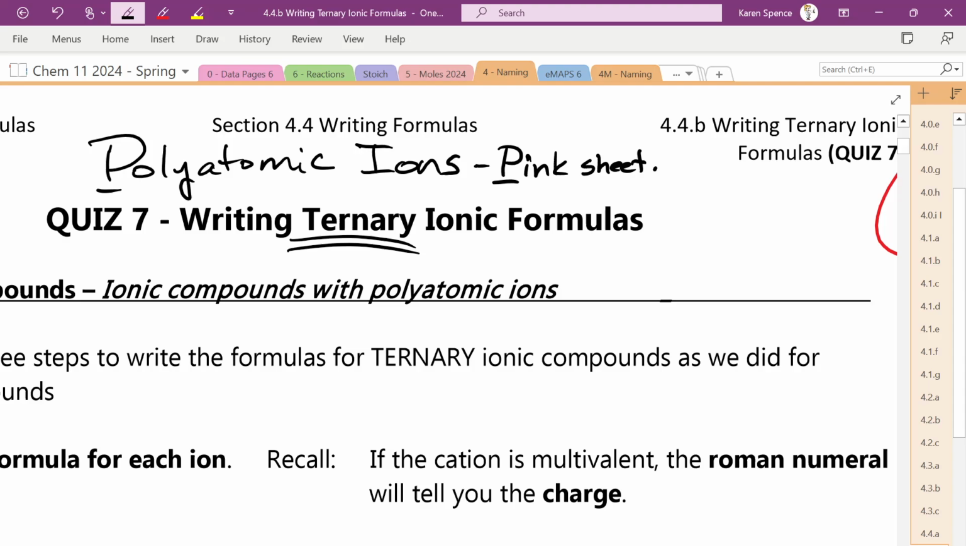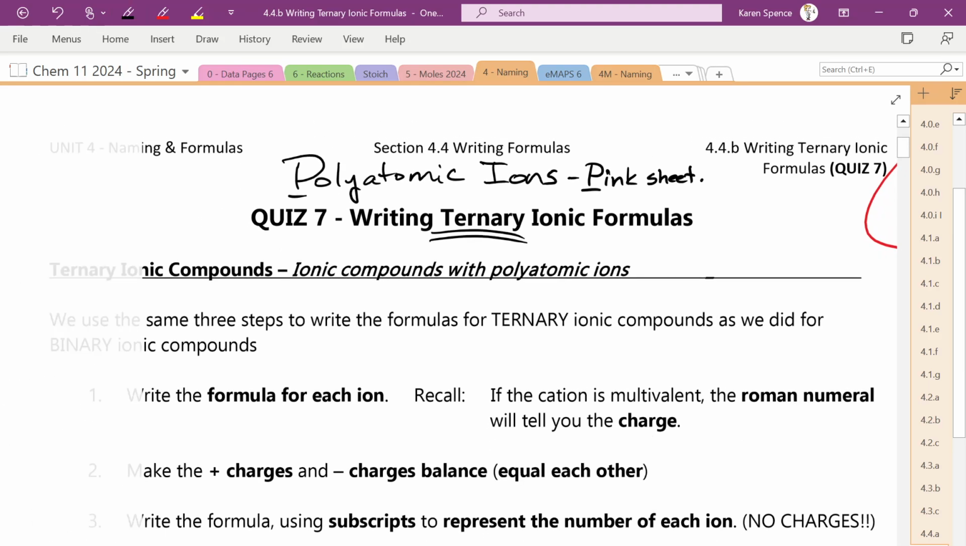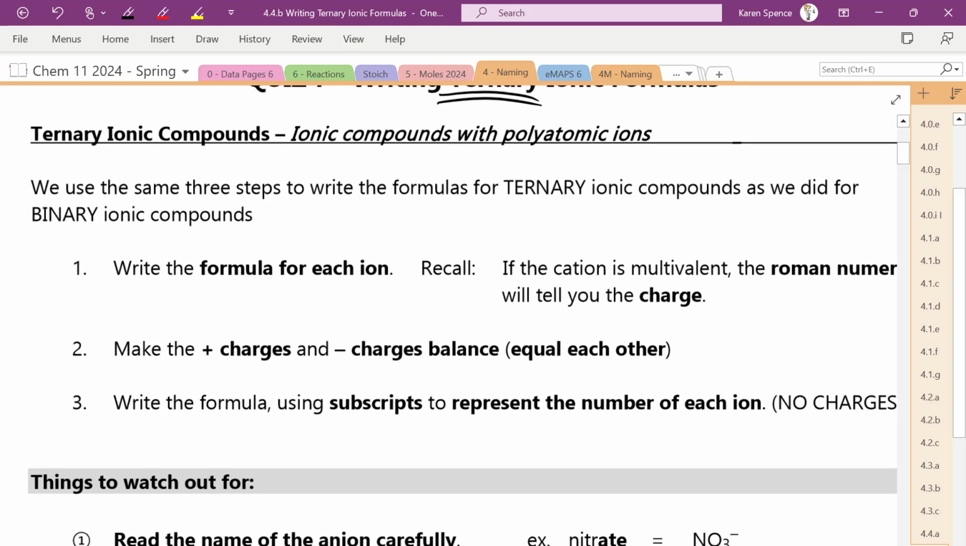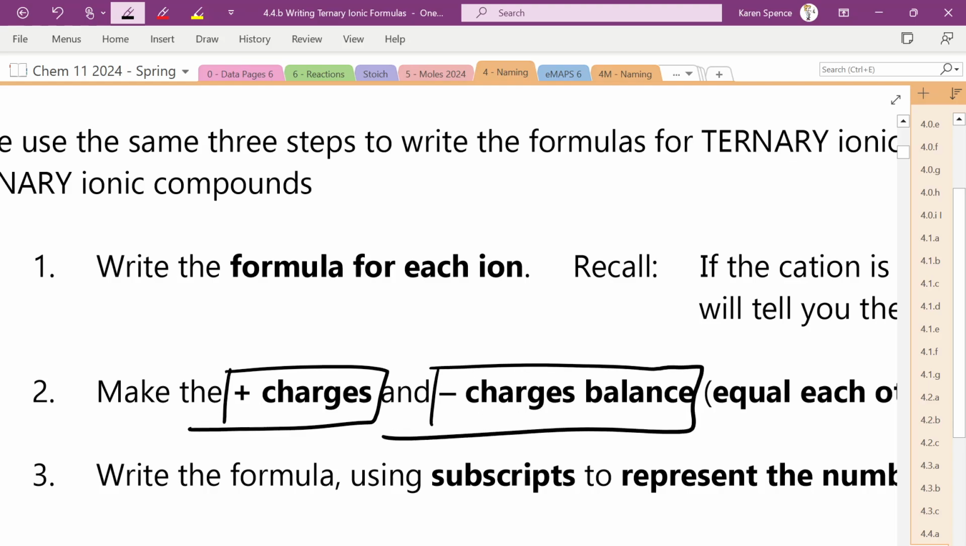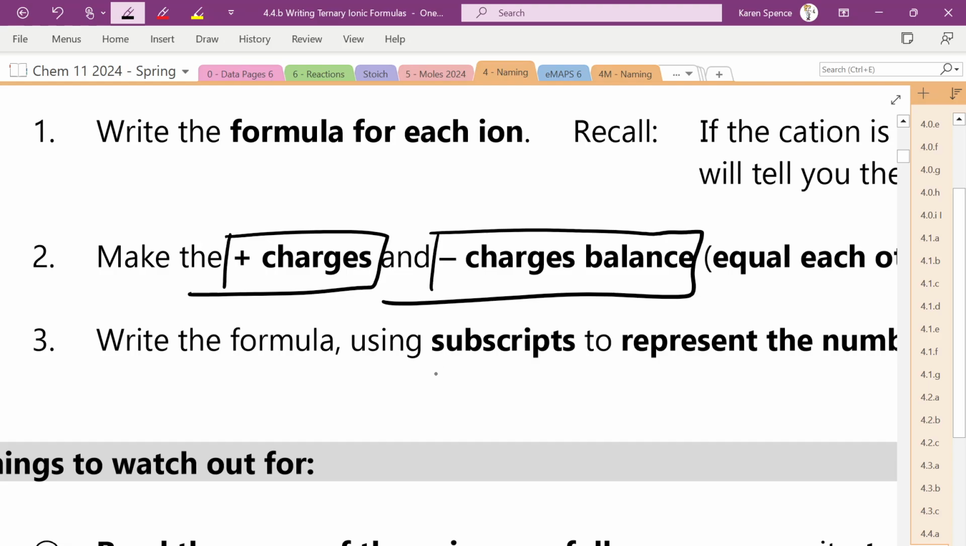And we basically use them in exactly the same way that we do other formulas, but there's a few things to watch out for. Okay? So, first thing we do is we write the formula for each ion. Did we just do that? In the other ones we just did, we wrote each ion. We made sure the total positive equaled the total negative, didn't we? Yes? Okay, same thing. And we use subscripts.